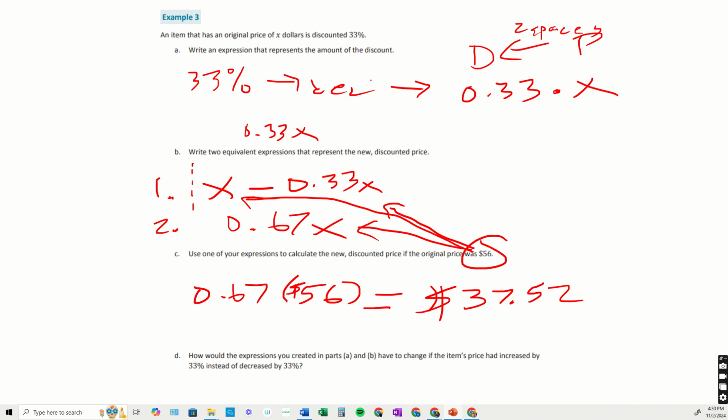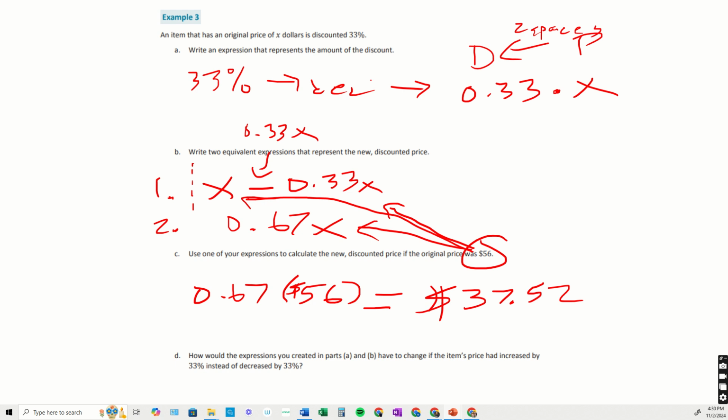How would the expressions you created in parts A and B change if the item's price had increased by 33% instead of decreased? Well, in this case, subtraction means decrease, so add would mean increase. So the top thing would stay the same as far as converting it to a decimal amount, right?